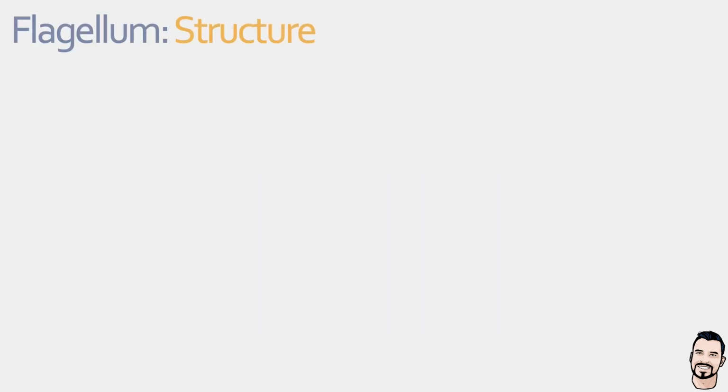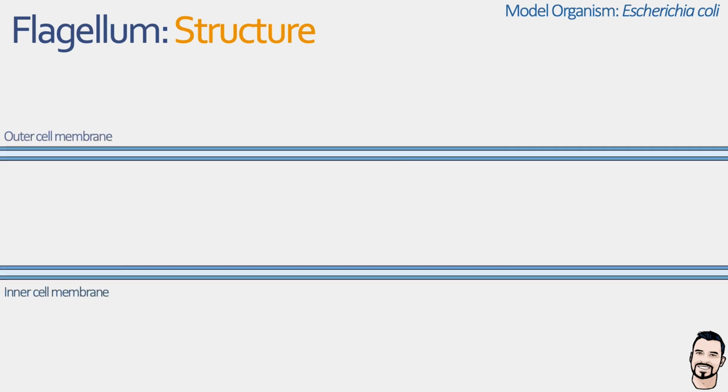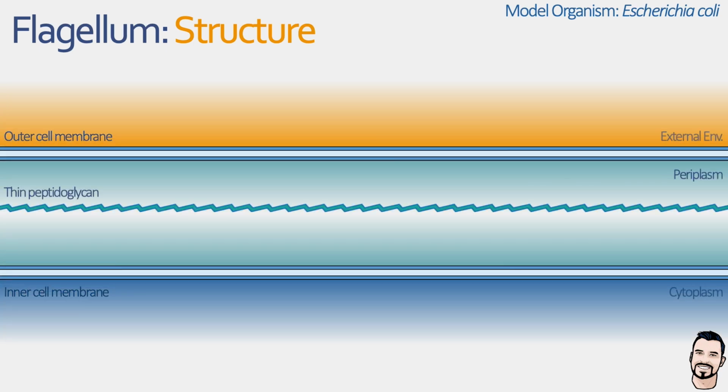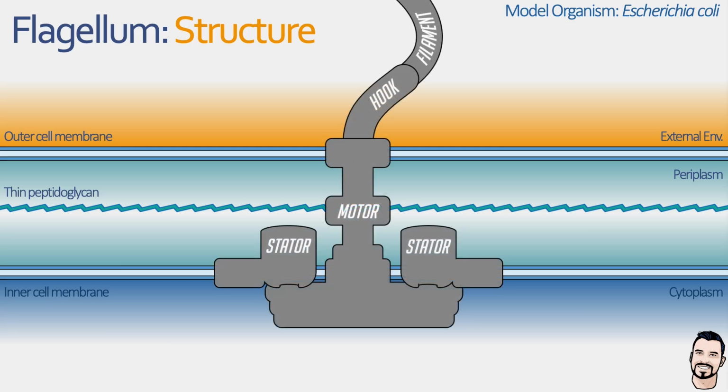Now, as you might expect, since the flagellum is an external appendage, it must be securely anchored to the cell envelope. While there are some variations in flagella structure across different bacterial species, we're going to focus on Escherichia coli as our model organism. And as a gram-negative bacterium, E. coli has both an inner and outer cell membrane with a thin layer of peptidoglycan sandwiched within the periplasm. Now, these layers help to create a barrier between the internal and external environments, ensuring the flagellum remains firmly attached and functional.